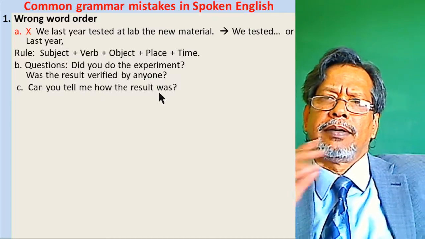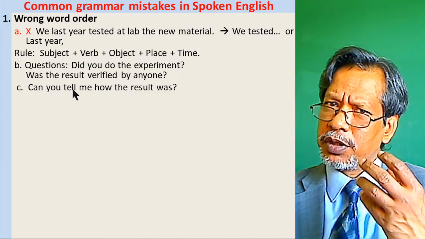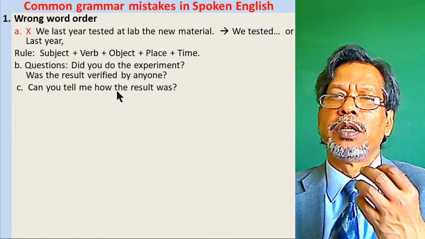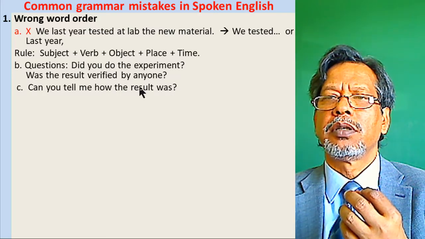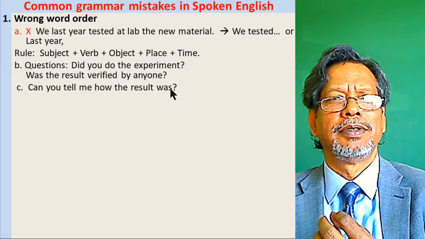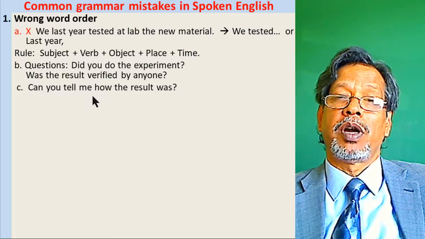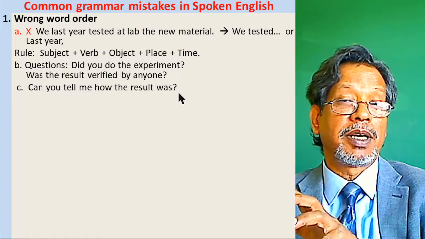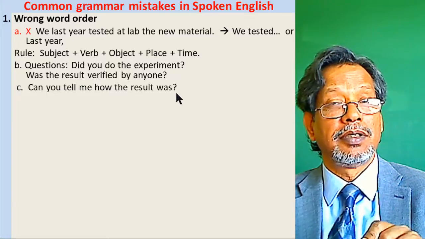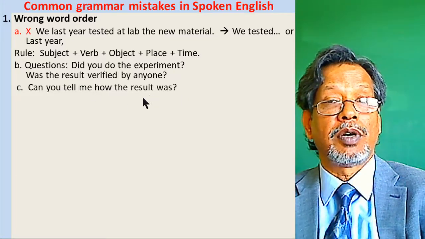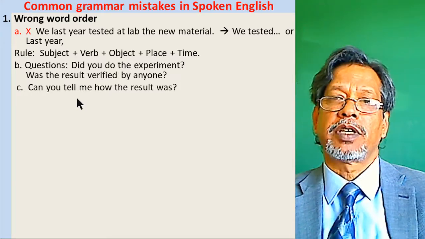Now look at that. Can you tell me, that's a question, how the result was? Subject, object, and this is a verb. This is the thing. When you're already asking a question, this part, you don't put interrogative form again here. You do not say, can you tell me how was the result? No. You change that to this form. Can you tell me how the result was? Okay, this is how you say.